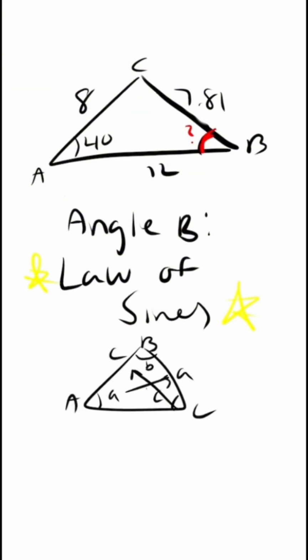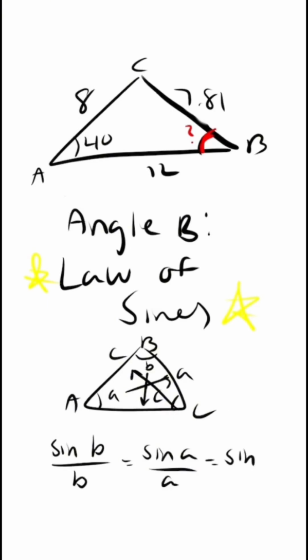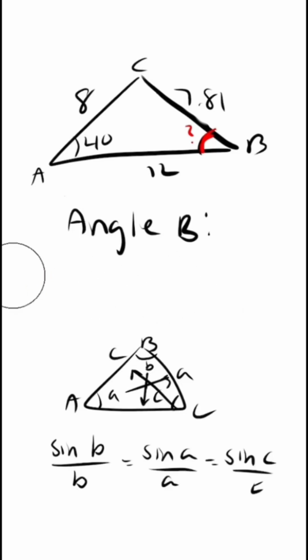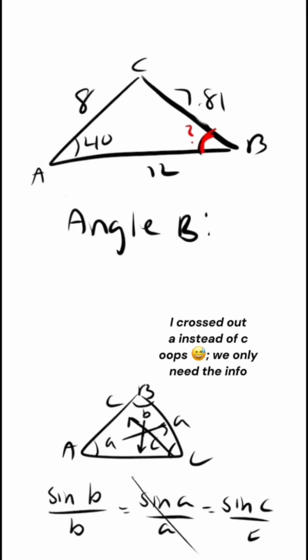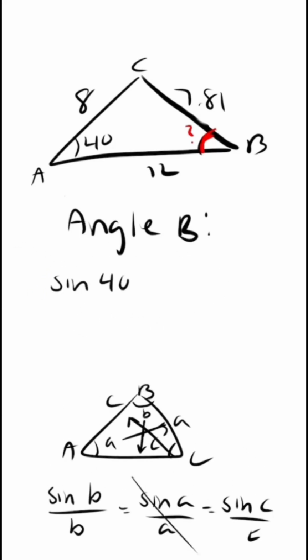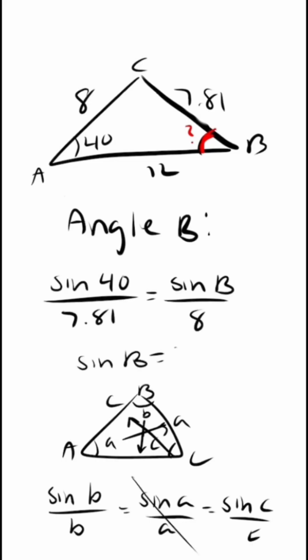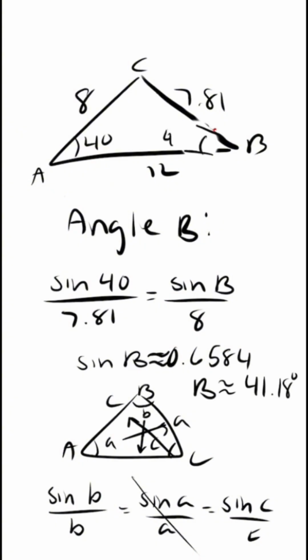Now to find angle B, we can use the law of sines, which states that if we have a triangle ABC, which is the same as last time, sine B divided by b equals to sine A divided by a, which equals to sine C divided by c, or you can also flip all of those fractions around. Then plugging this in would get that sine 40 divided by 7.81 equals to sine B divided by 8, meaning that sine B is around 0.6584 and B is around 41.18 degrees. Optionally, we can find that angle C is 98.92 degrees.